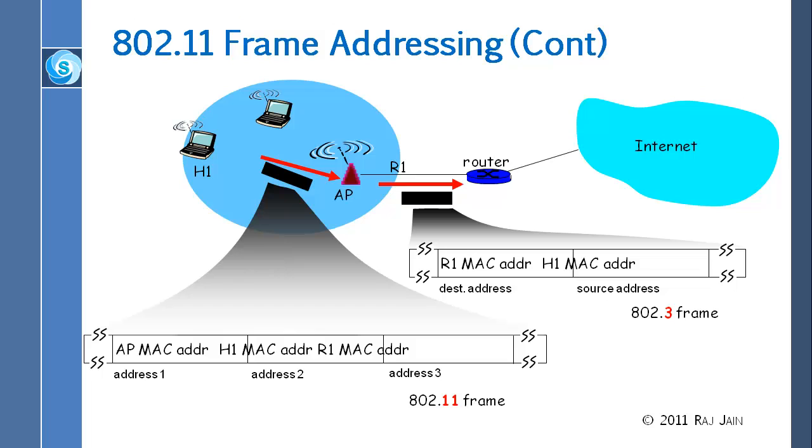So this is explaining the same router thing. The router is R1, and it is going from the host to the access point to the router. So that becomes the third address. The first address is the access point, which is the receiver. The second address is the source. And the third is the destination. This is in 802.11. In 802.3, you just go from source to destination.